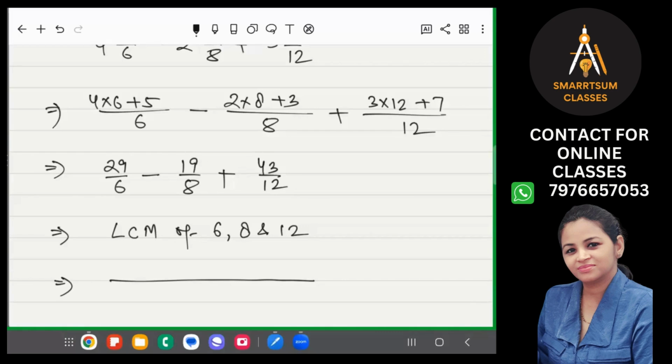Why are you taking a lot of time? Yes, ma'am, 24. 24 is the LCM of 6, 8 and 12. Okay, LCM is the least common multiple, the multiple which is of the smallest value. Okay, fine. So 24 is the LCM of 6, 8 and 12.